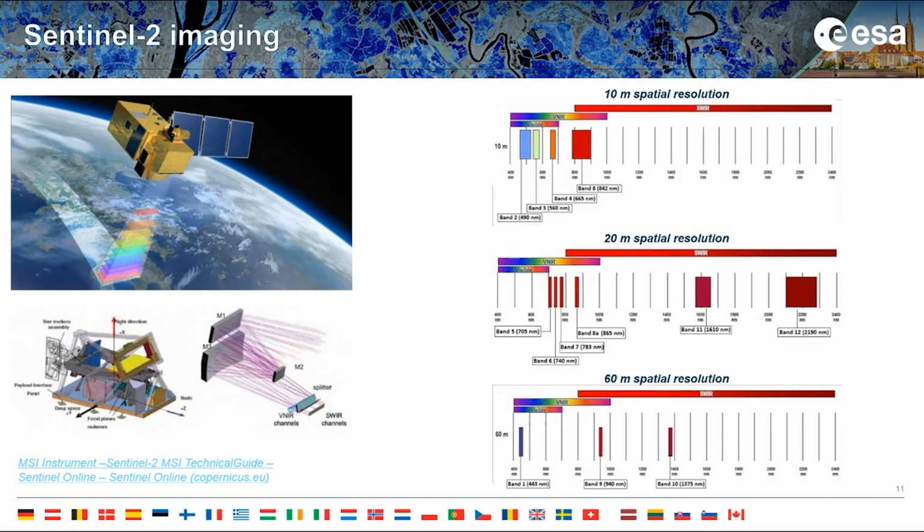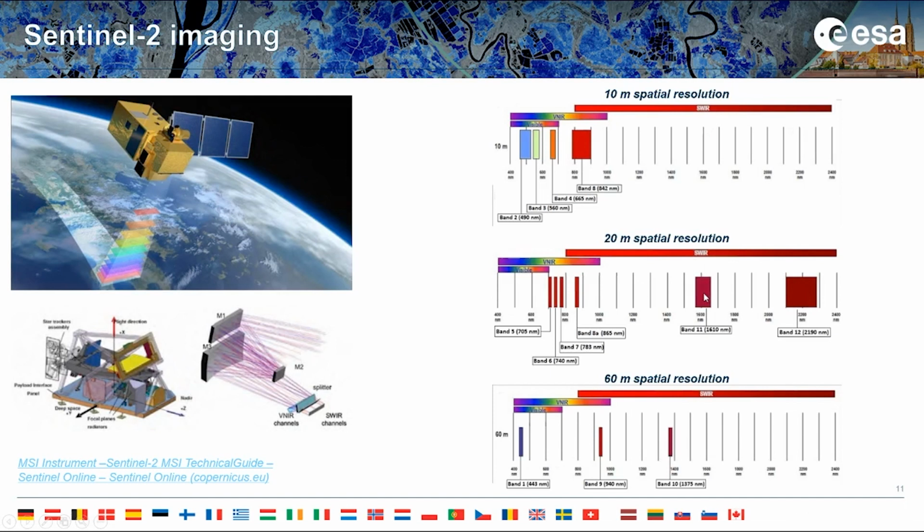So these are the bands of Sentinel-2. So we have 4 bands at 10 meters, the visible plus the near infrared: bands 2, 3, 4 and band 8. We have 6 bands at 20 meters spatial resolution. We have 3 bands in the red edge, and these bands are very important to distinguish different kinds of crops. We have a narrow band in the near infrared, band 8A.